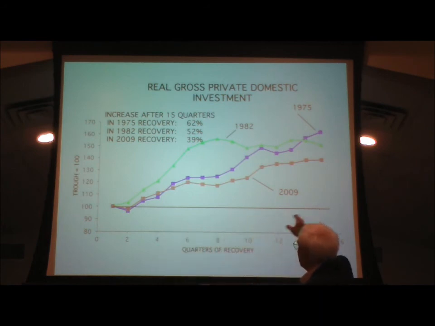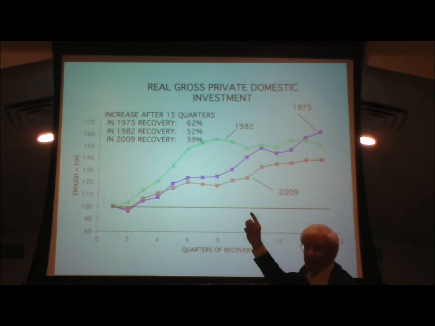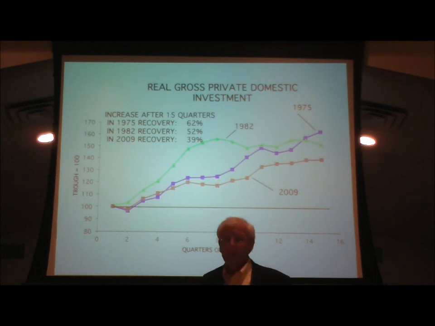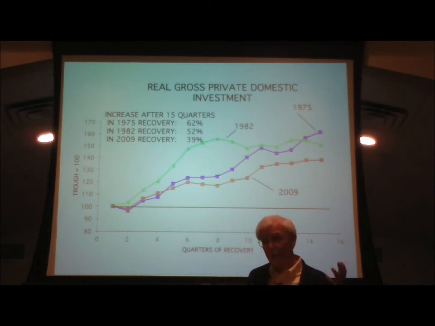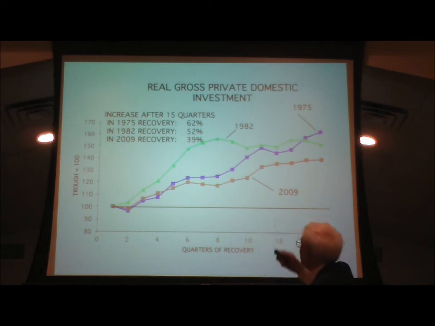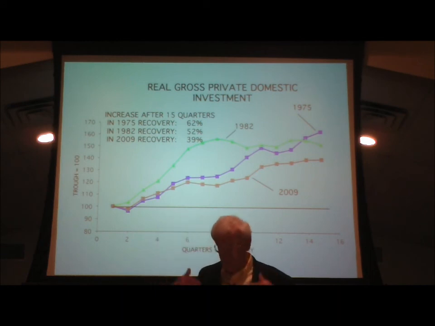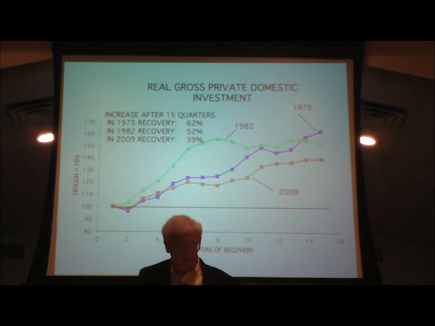And you can see, again, these are index numbers from the bottom of the trough. It says trough equal 100. So you can see that the most vigorous recovery in gross private domestic investment was the 1975 recovery. We were up about 62%. In 1982, by this time, real gross private domestic investment, which would be building new plant and equipment and homes and apartments, that sort of thing, we were up 52%, but in our current situation, we're up 39%. So business is not responding to the situation as they have in the past by building new plants and replacing old equipment and so forth.